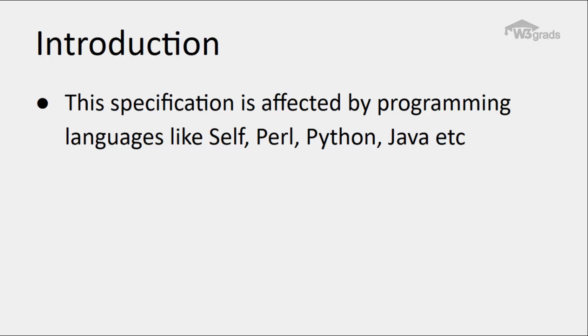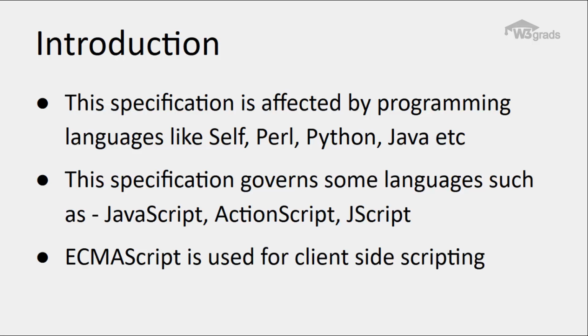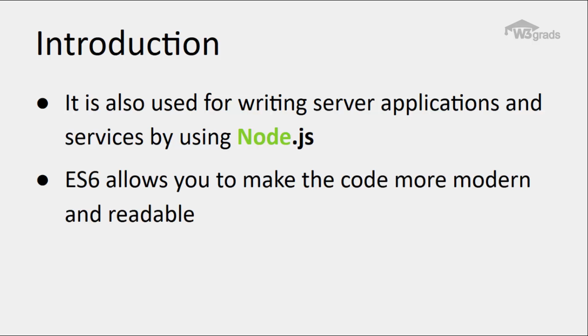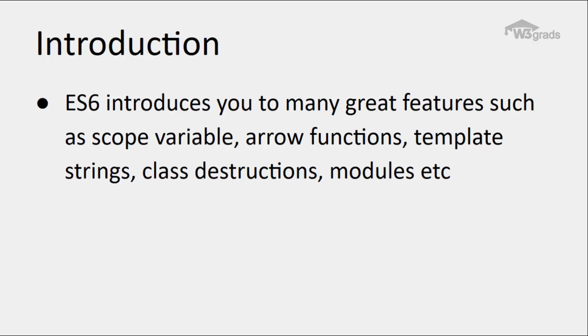This specification is affected by programming languages like Self, Perl, Python, Java, etc. This specification governs some languages such as JavaScript, ActionScript, and JScript. ECMAScript is generally used for client-side scripting, and it is also used for writing server applications and services by using Node.js. ES6 allows you to make the code more modern and readable. By using ES6 features, we write less and do more, so the term, write less, do more, suits ES6. ES6 introduces you many great features such as scope variable, arrow functions, template strings, class destructuring, modules, etc.